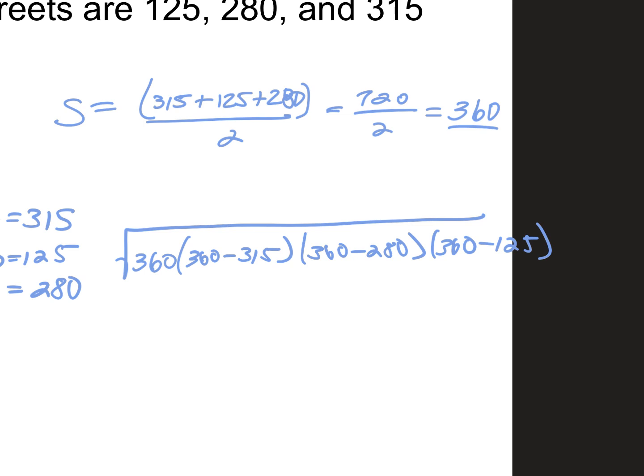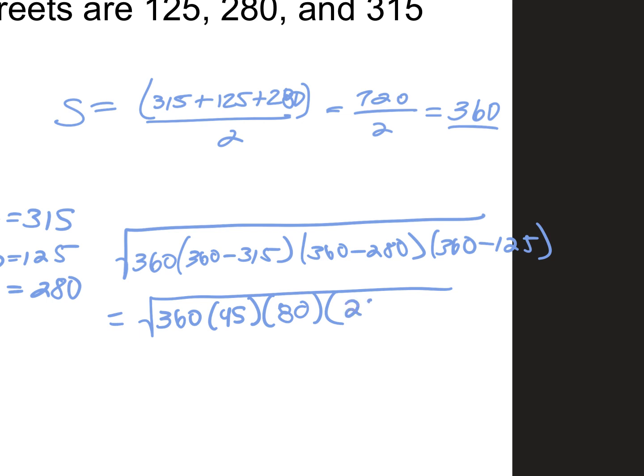From this point on, if you want to do the rest of it in your calculator, you're more than welcome to. If you want to simplify as we go along, you're more than welcome to. I like to do that just to make sure, especially if you have decimals, because you don't want to round too many times inside your problem, and then you get further and further away from the answer. So 360 minus 315 gives me 45, so I have 45 under here. 360 minus 280 gives me 80. Then I have 360 minus 125 gives me, you guys get 235? Okay.